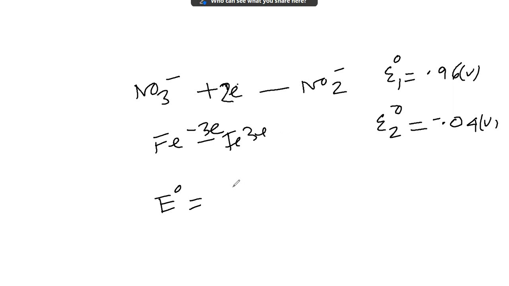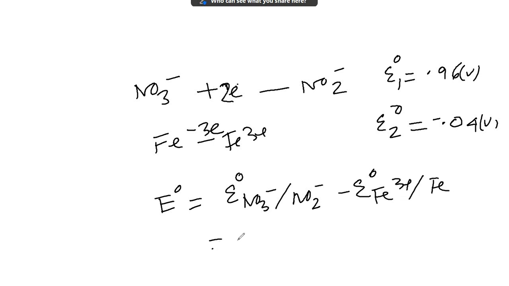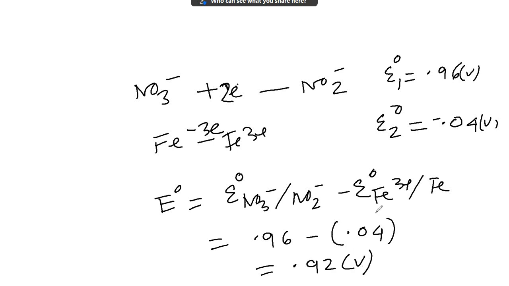In this case, reduction at right, minus E naught, Fe3+ to Fe. It was 0.96 minus the reduction potential, which was 0.04. So in this case it amounts to 0.92 volt, which is positive. Hence the reaction is spontaneous. In this way, when the two half cells are given, we can judge where oxidation and reduction take place.